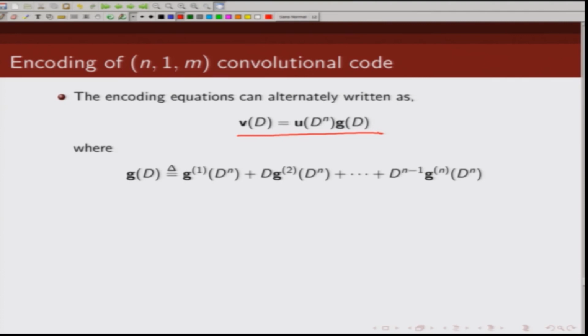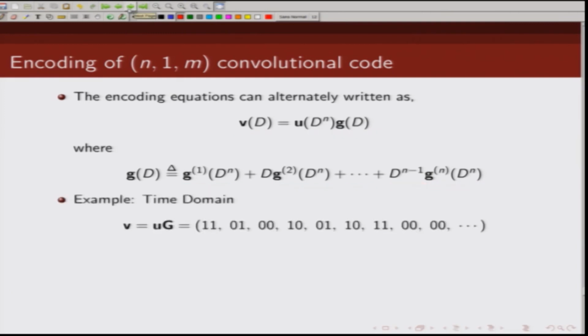where the output sequence is given by u(D) times g(D), where g(D) is the generator sequence for the first coded sequence, the generator sequence for the second delayed by 1, the generator sequence for the third delayed by 2, and the generator sequence for the n-th delayed by D^n. So the overall encoding sequence can be equivalently written like this, and we can again go back to the same example.